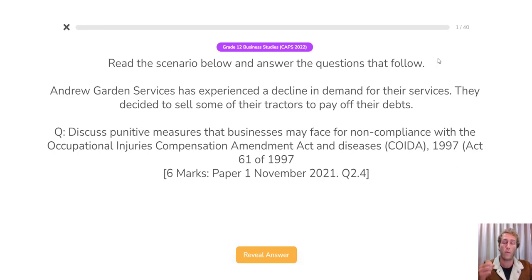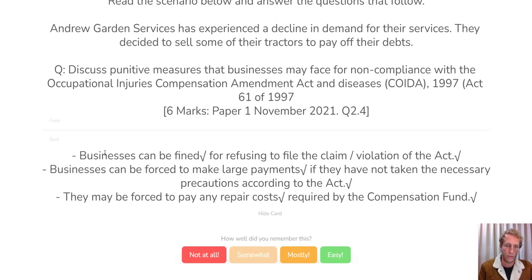I would recommend, especially the first time, that you do the whole 40 questions in one sitting. Work your way through this entire exam by answering the question, then revealing the answer to see how well you did. If you got it spot on and it was easy, you click easy. If you got most of it right, you click mostly. If you got some of it right, but not that much, you click somewhat. And if you didn't remember any of it, you click not at all.